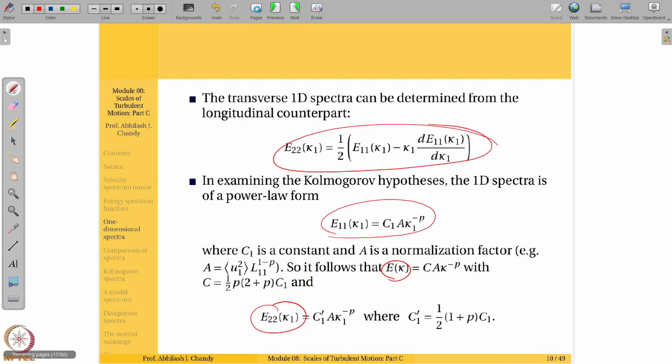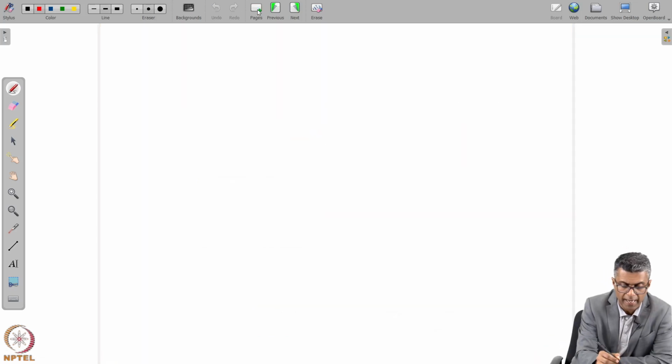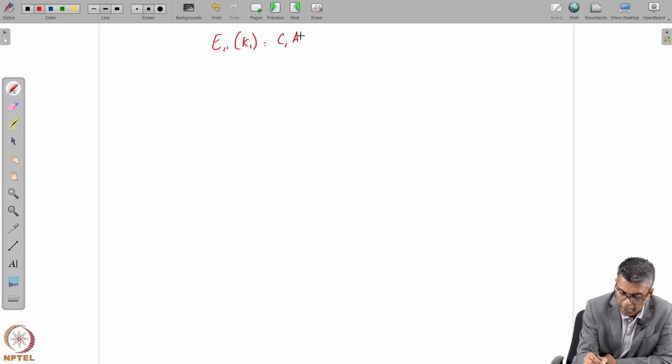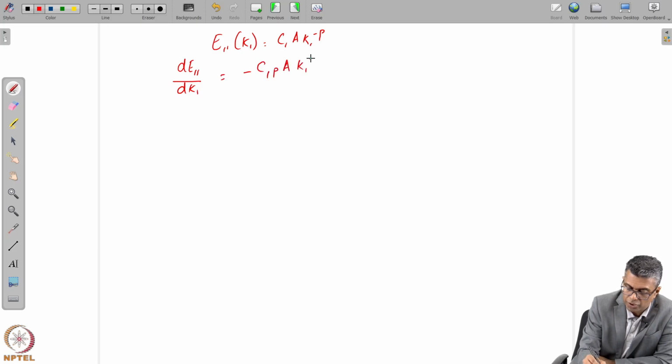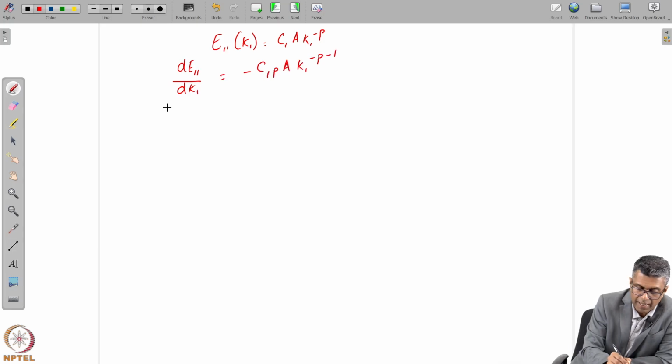So let's see how we can get that. I have E11 of kappa 1 equal to C1 A kappa 1 to the minus P, isn't it? So let me consider dE11/d kappa 1. I'll just take a derivative, pretty simple. So I'll have minus C1 P A kappa 1 to the minus P minus 1, isn't it? Simple derivative. And let me consider 1 over kappa 1 dE11/d kappa 1.